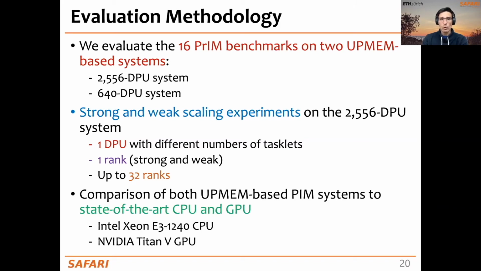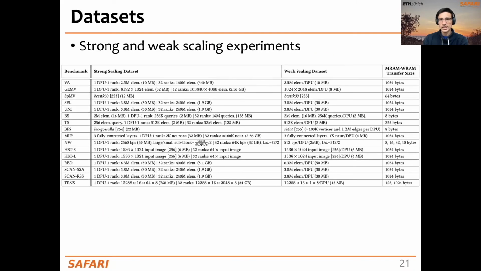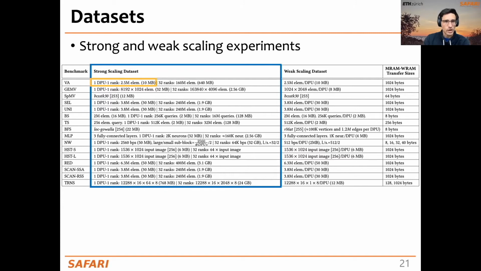After that, we compare the performance and the energy consumption of the PIM systems to state-of-the-art CPUs and GPUs, in particular an Intel Xeon and an NVIDIA Titan V. In this slide, you can see the different data sets that we use for strong and weak scaling experiments. These are the data sets for one DPU and one rank, and for 32 ranks.